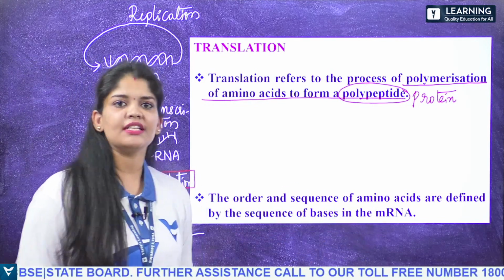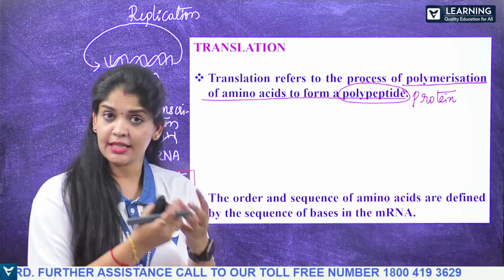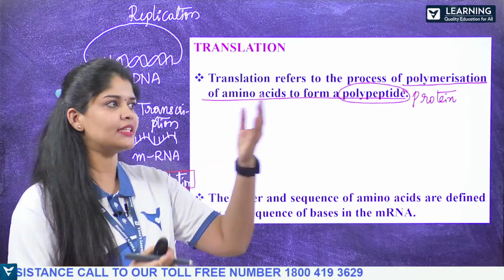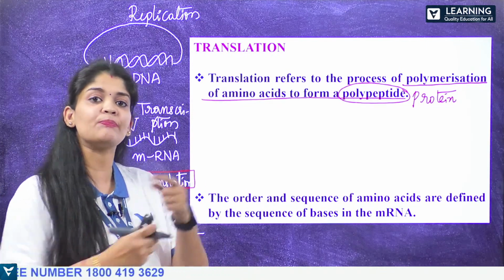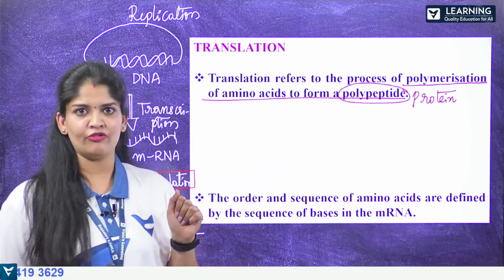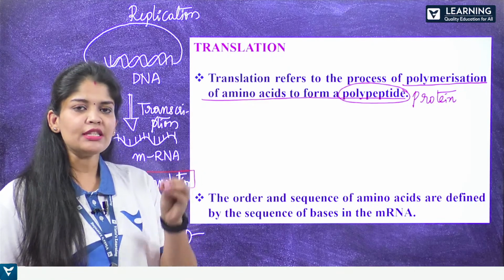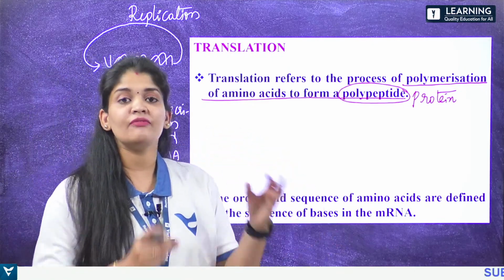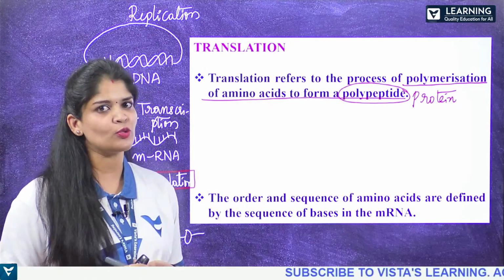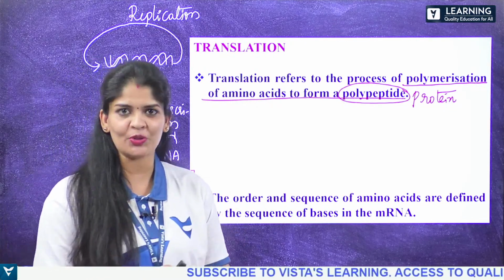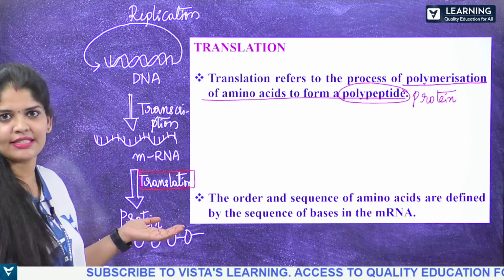That is why we can say that whatever genetic information is stored in the DNA is copied onto the mRNA, so now the mRNA is representing the genetic information. By using the codons present on the mRNA, we get the order as well as the sequence of the amino acids that will be present in the structure of the protein. That is all about translation.